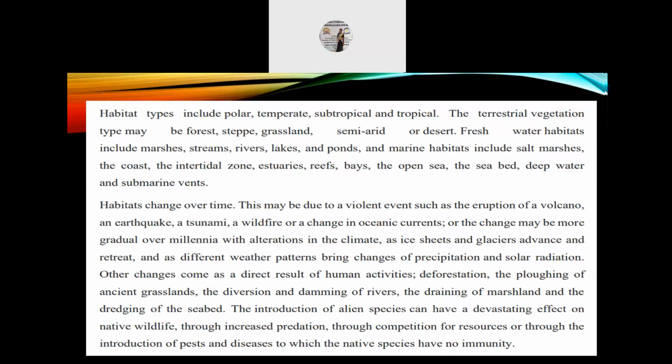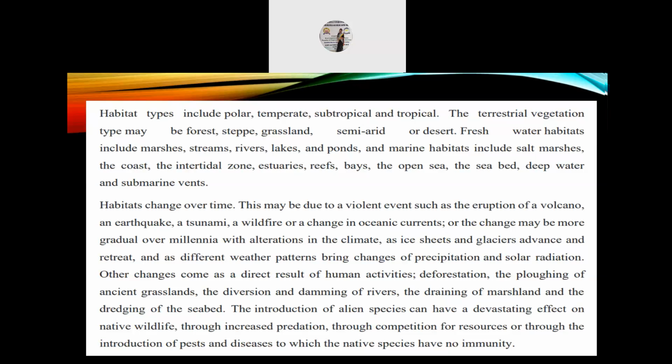Habitats change over time. This may be due to a violent event such as the eruption of a volcano, an earthquake, a tsunami, a wildfire, or a change in oceanic currents. Or the change may be more gradual over millennia with alterations in the climate as ice sheets and glaciers advance and retreat, and as different weather patterns bring changes of precipitation and solar radiation.